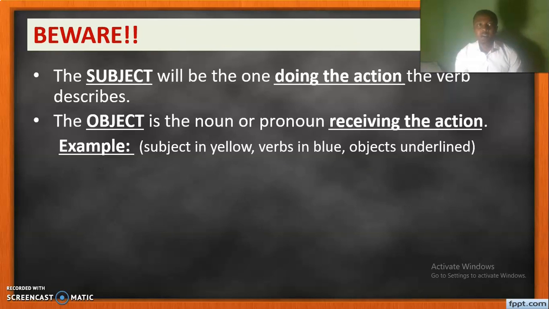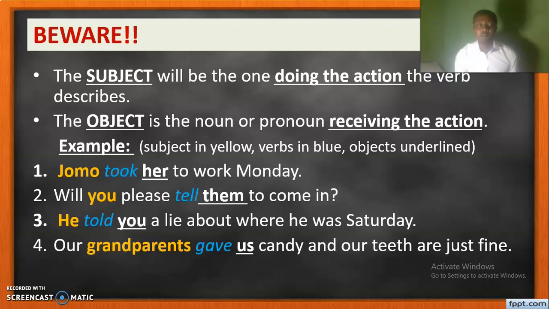You need to be careful when you do that. The subject will be the one doing the action of the verb, or the one the verb describes, and the object is the noun or pronoun receiving the action. Let's have a few examples here. In this first sentence, I give you the subject in yellow, the verbs in blue, and the objects are underlined. Jomo took her to work Monday. So we have the subject Jomo, the verb took, and the object her.